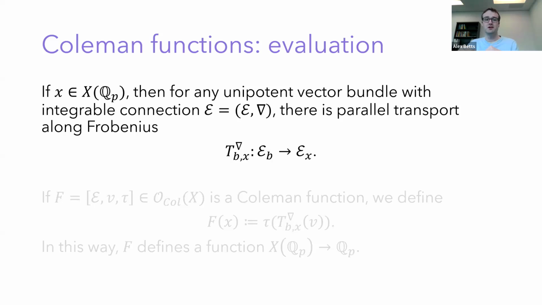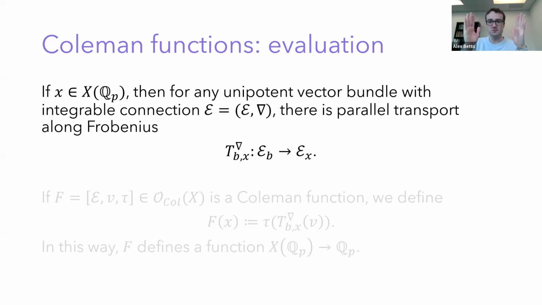If I take any Q_p point on my curve, it turns out, and this is quite an amazing theorem proved by Coleman, and I should re-emphasize at this point that I'm talking about varieties with good reduction at p, that if I have any unipotent vector bundle with integrable connection on X, then I can look at the fiber over b and the fiber over x, and there's a canonical way to use the Frobenius on the rigid fundamental group to identify the fiber at b with the fiber at x. So they're isomorphic. The isomorphism between them is sometimes called parallel transport along Frobenius.